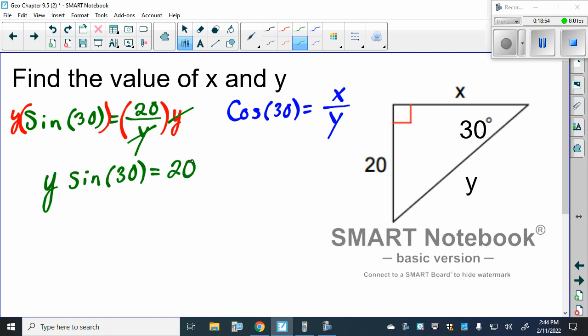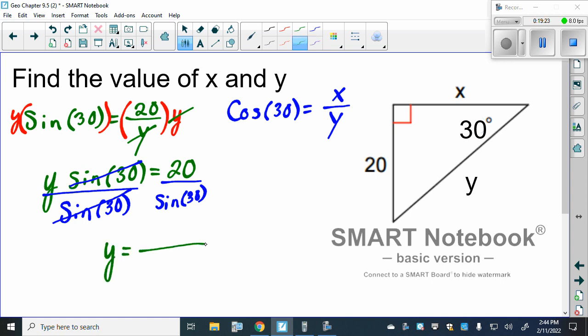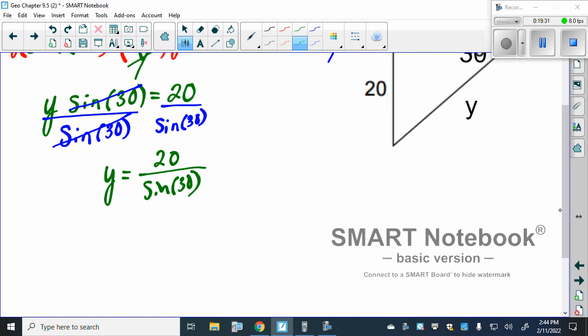So to get it by itself, we can divide both sides by sine of 30. Because as we've seen already multiple times, sine of 30 is just a number. So we can divide both sides by it. Here the sine and sine will cancel, telling us y is equal to 20 over sine of 30, which is, I think you said 40? Yes. So y is equal to 40.